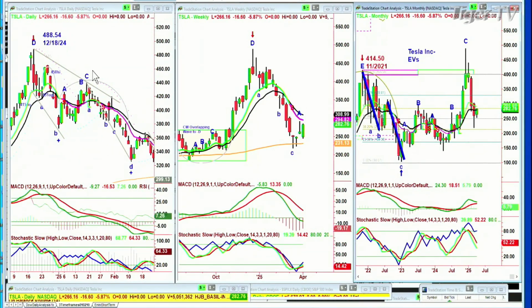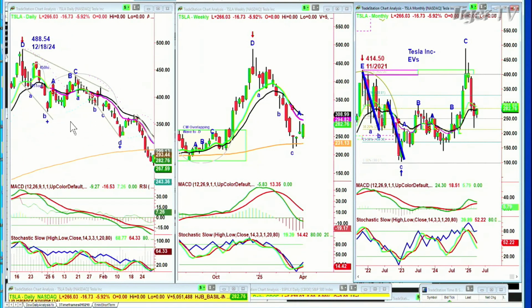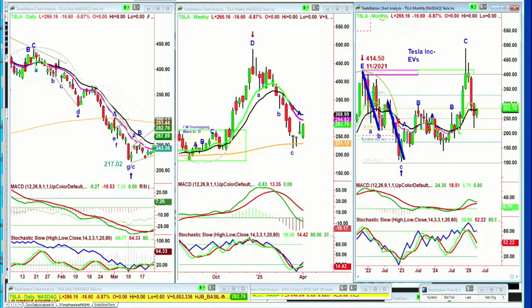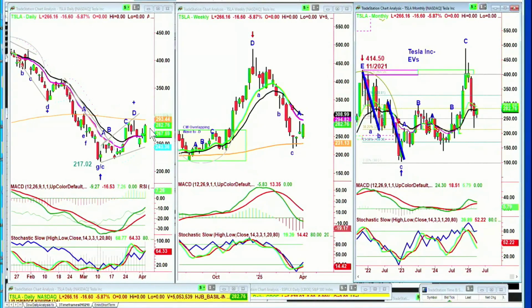488.54 was the December 18th high. And there's your dreaded H pattern once, a big, large dreaded H pattern, another dreaded H pattern, another very quick one, and now we've got an even larger one. So yes, I think it's still vulnerable.